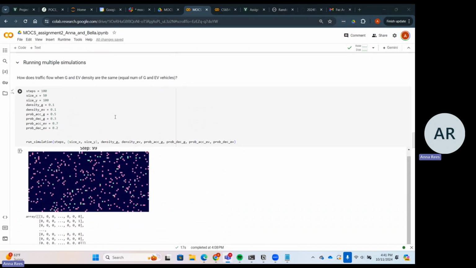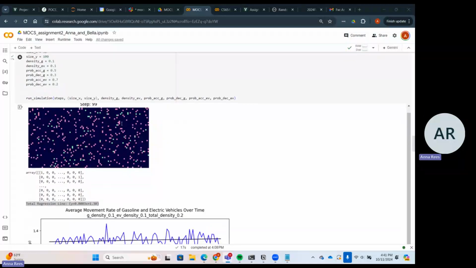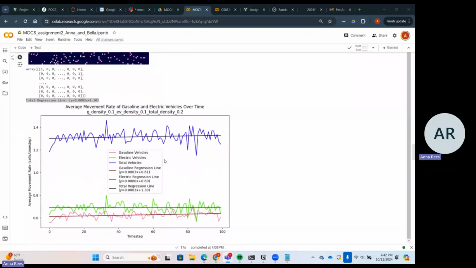So we were interested in seeing, if we change the density of gas versus electric vehicles, how this would change the average movement rate. You can see the electric vehicles are given in green, the gas vehicles are given in red, and the total average movement is given in blue. And this is the line that we're going to use to compare the different simulations.